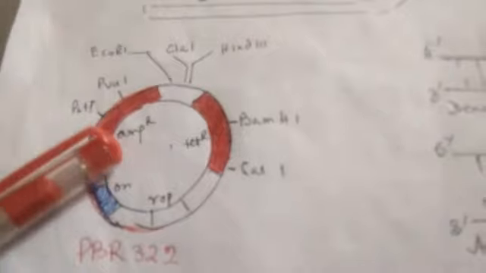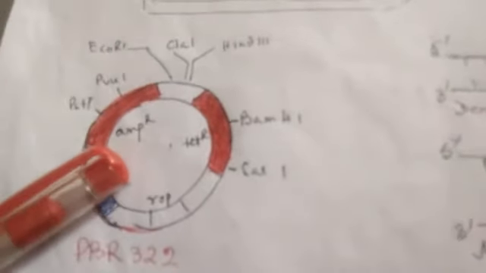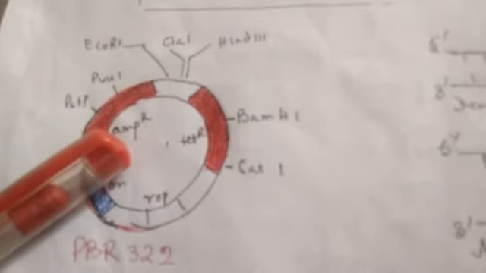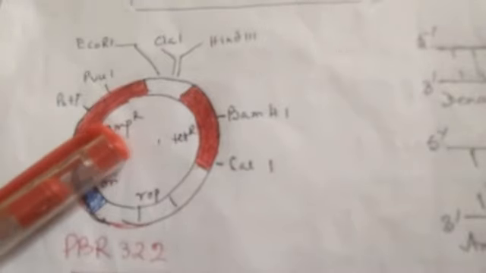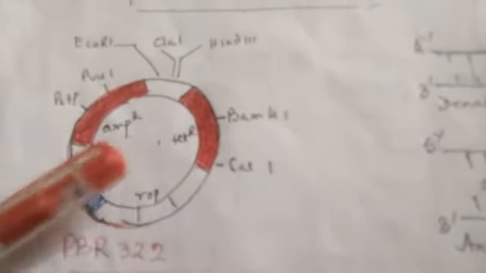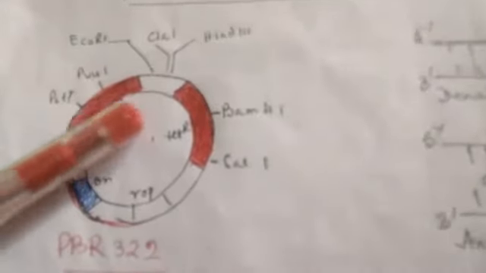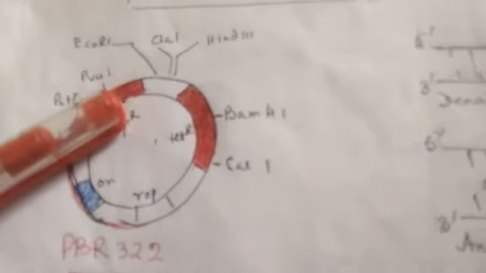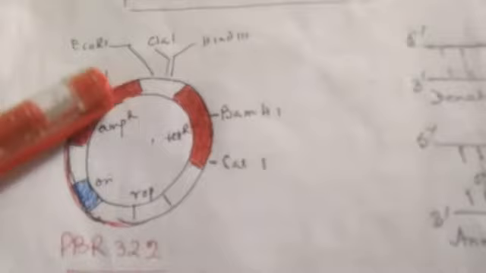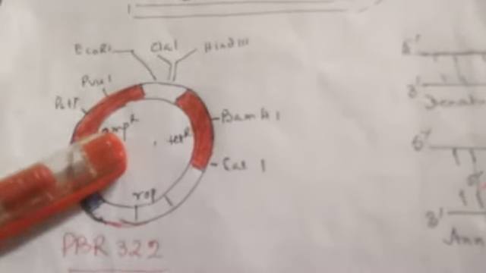You can see here there are two antibiotic resistance genes: this is the ampicillin resistance gene, and this is the tetracycline resistance gene. That means when these genes are intact, this portion is the ampicillin resistance gene. When this gene remains intact, this bacteria can easily grow on ampicillin. But if this gene is disrupted when we are introducing our gene of interest by this restriction endonuclease, the bacteria which is carrying this plasmid will be unable to grow on ampicillin.